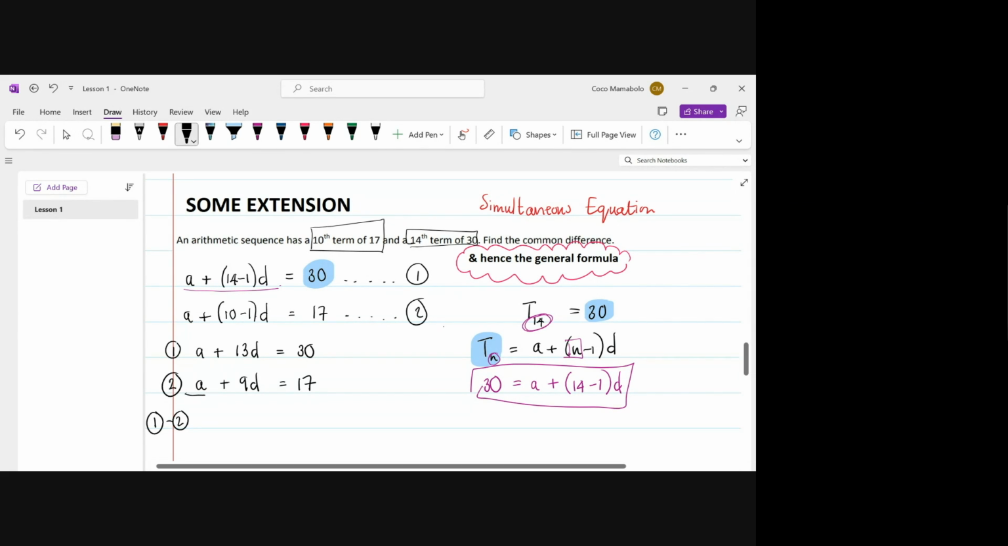So I'm going to draw a big line there to show that we're minusing one from the other. All right, so A minus A will give us 0. 13D minus 9D will give me 4D. And that will equal 30 minus 17, which is equal to 13, right? 13. This is such a weird question. I feel like it was written wrong.